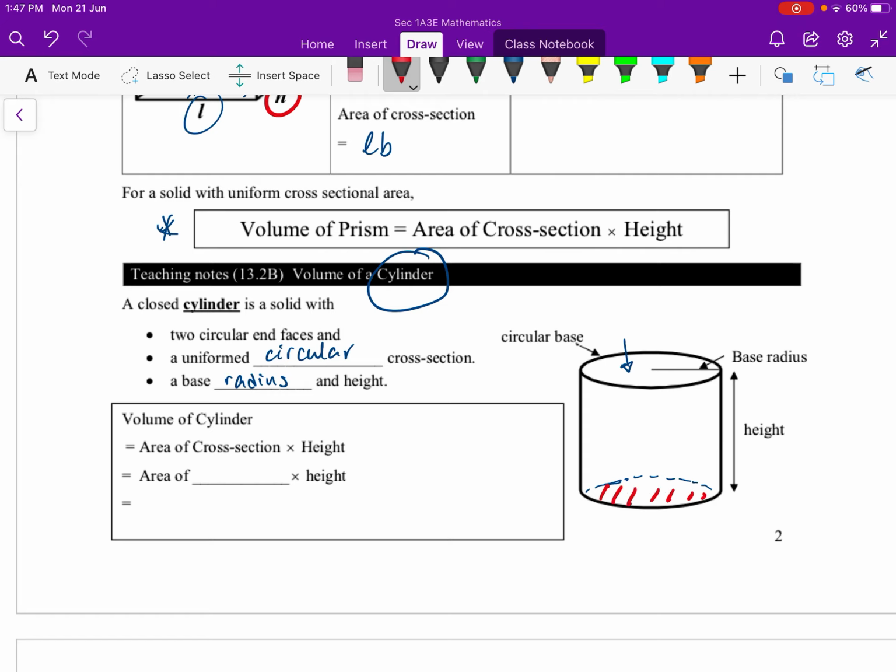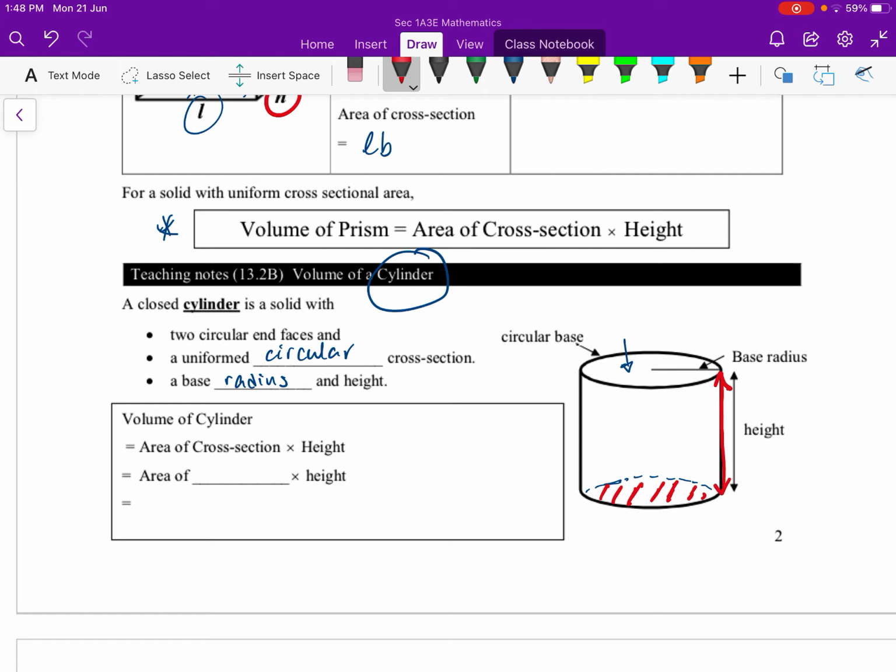This is my cross-section area, and you can easily find the area. That's given by pi r squared, where r is the radius. Now we're going to stack many pieces of this circular piece of paper. We're going to stack them upwards. Stack, stack, stack, and we will end up with a cylinder.